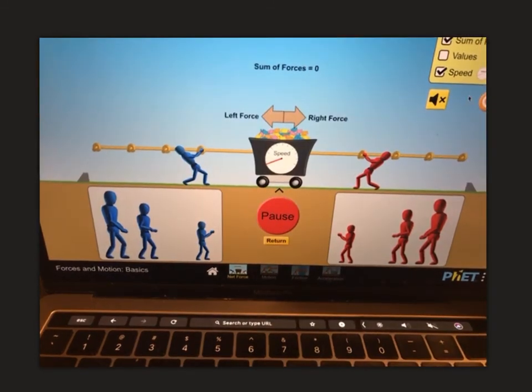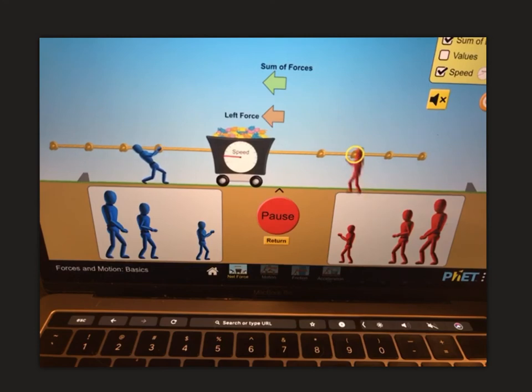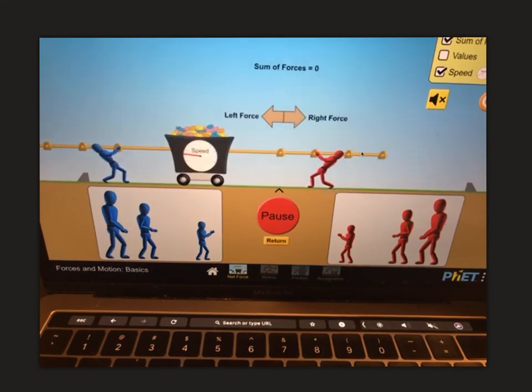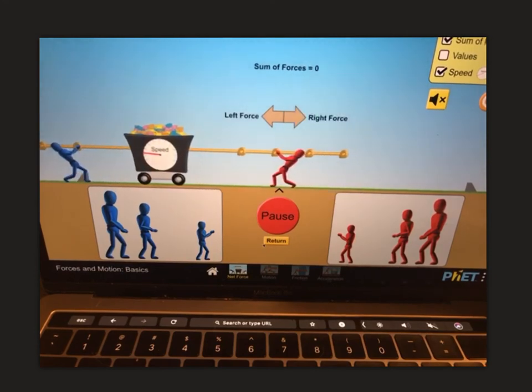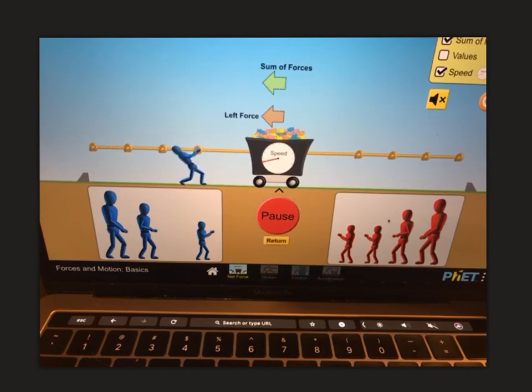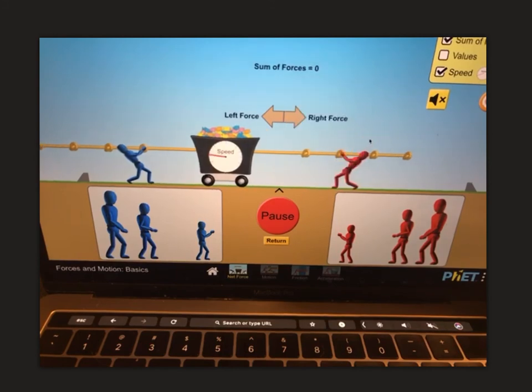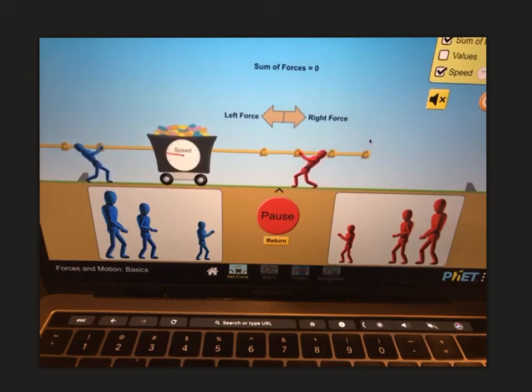Alright, now let's take the red person off. So we're going to move to the left. But now if I put the red person back up, notice that the speed stops changing. So let's return and let's try this again. I'm going to start with the red person down here. I'm going to hit go, so notice that the speed increases. And then when I put the other red person up there, the speed stops changing.